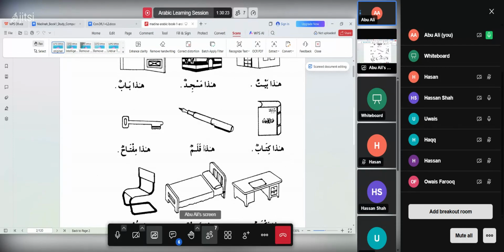هذا كتاب, which means this is a book. هذا قلم, this is a pen. هذا مفتاح, this is a key.